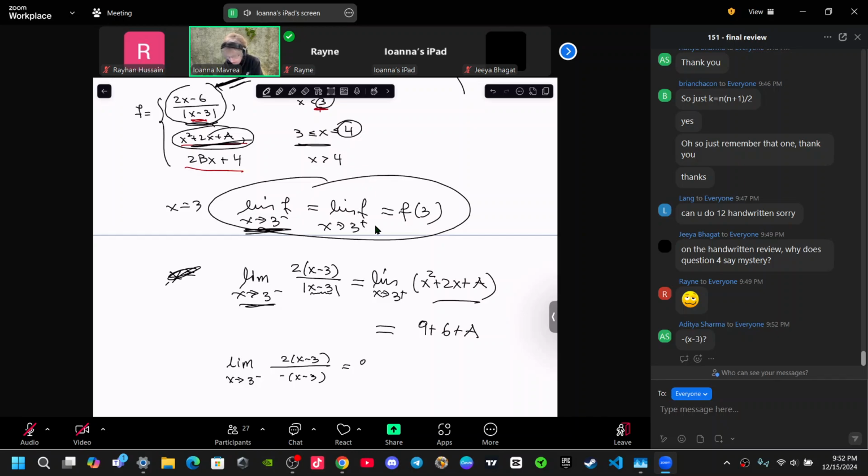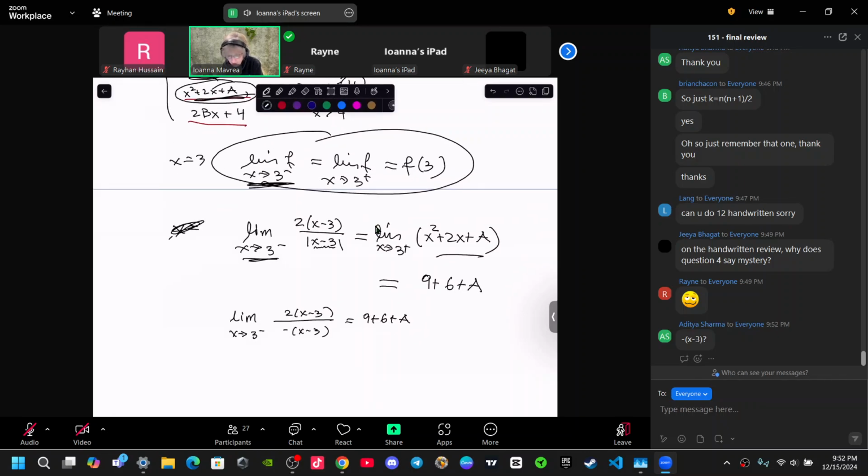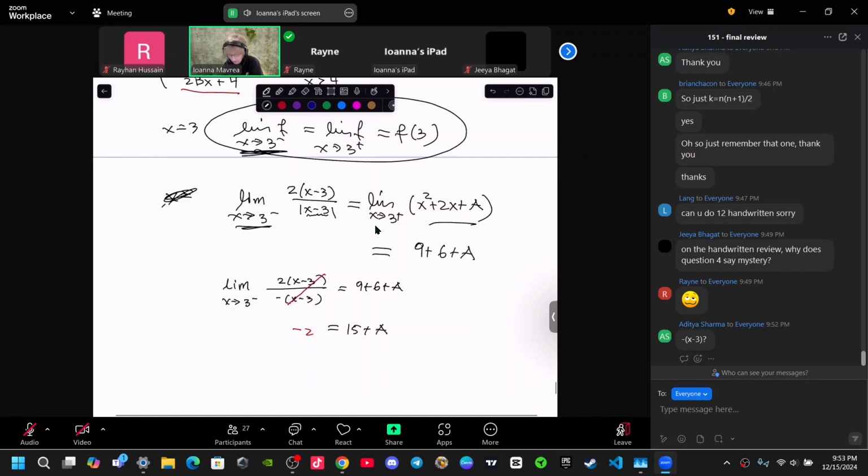I already have the other limit. And now I can simplify the fraction. So I have negative 2. So negative 2 is equal to 15 plus a. Please don't add, unless you're sure. 9 plus 6, 15. Otherwise, I wouldn't add. I just move everything to the other side and say a is this. Leave it for somebody else to add. So that's negative 17. So you have a. That's good.